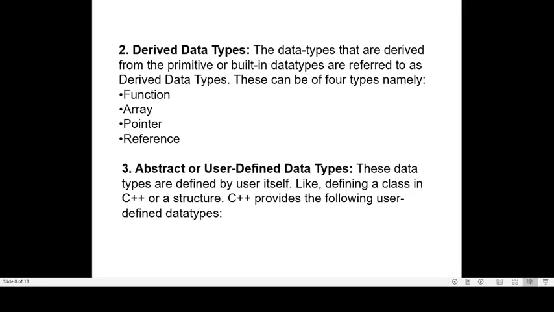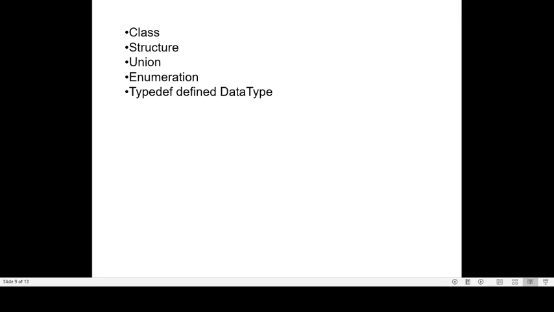Next, abstract or user-defined data types. These data types are defined by the user itself. If you want to define your own data, we can use the user-defined data types: classes, structures, union, enumeration, typedef, and so on. Now let us see integer.